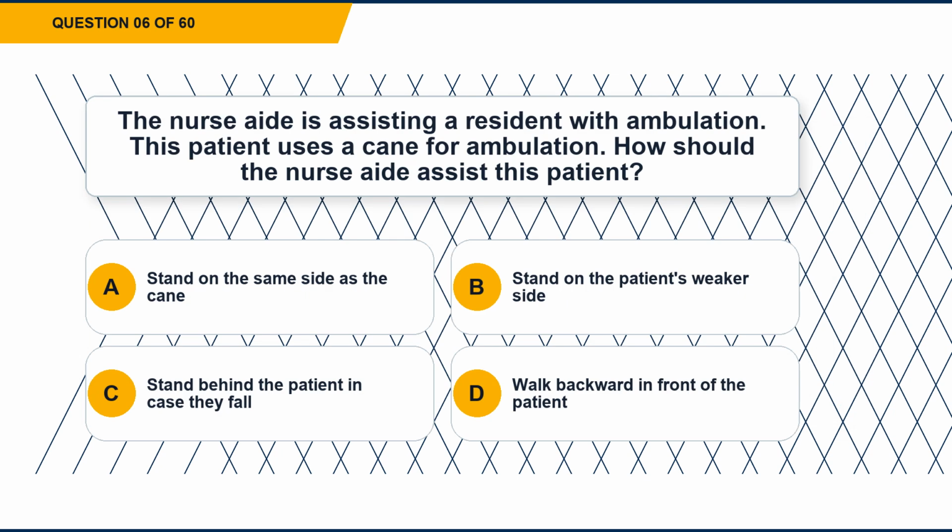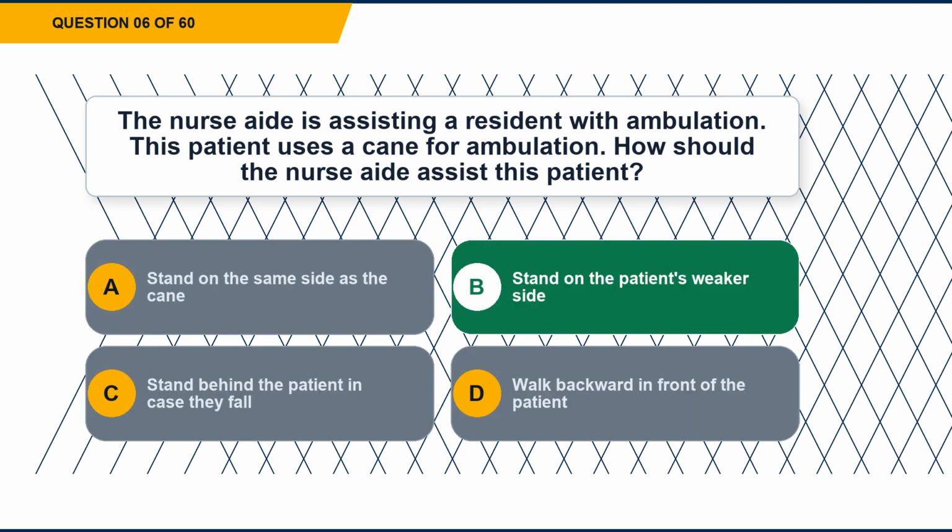Question 6. The nurse aide is assisting a resident with ambulation. This patient uses a cane for ambulation. How should the nurse aide assist this patient? Option A. Stand on the same side as the cane. Option B. Stand on the patient's weaker side. Option C. Stand behind the patient in case they fall. Option D. Walk backward in front of the patient.